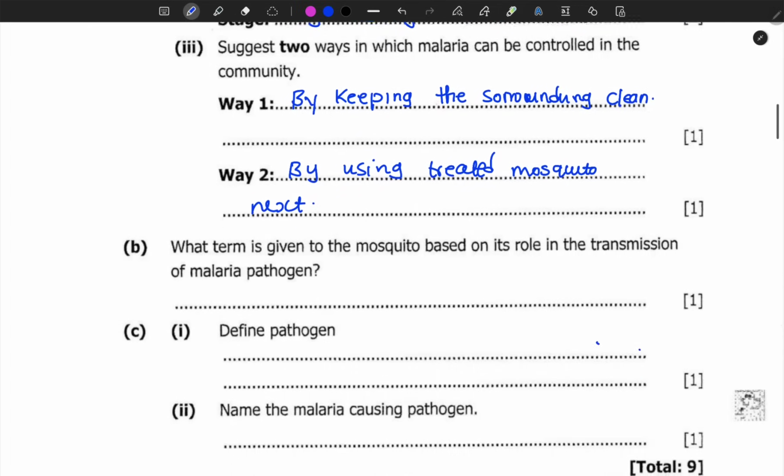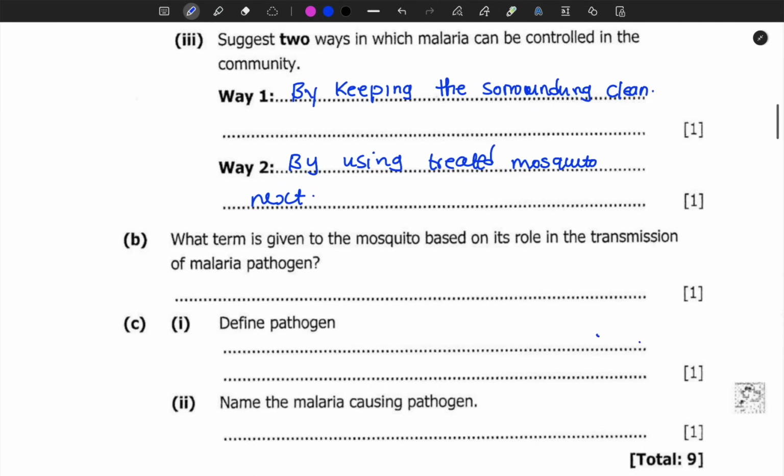Then question B, what term is given to the mosquito based on its role in transmission? So mosquito does not cause malaria. It only transmits the pathogen, a microorganism that causes malaria. So therefore, it acts as a transport. Whenever you look at animals that act as a transport, they are called vectors. But to specify, this is a biological vector since it carries its pathogen inside of its body.